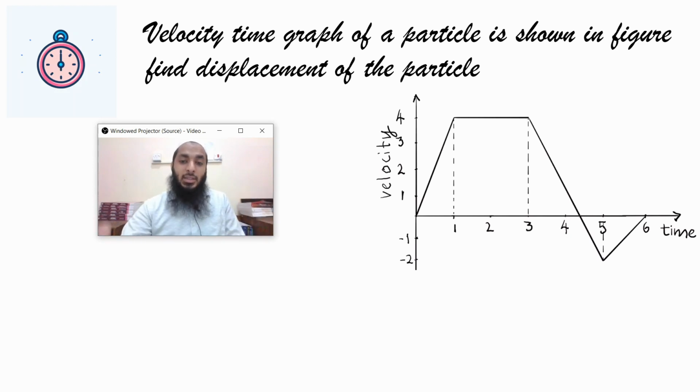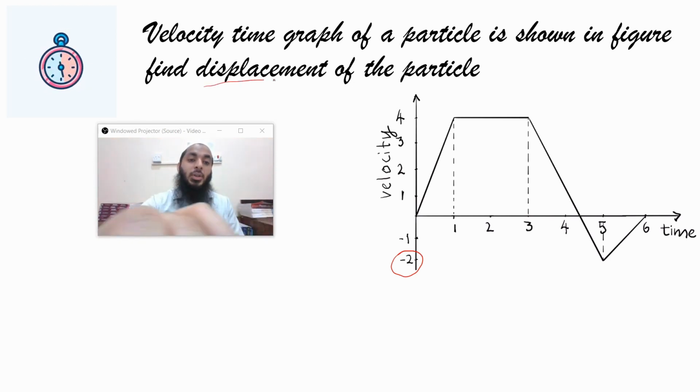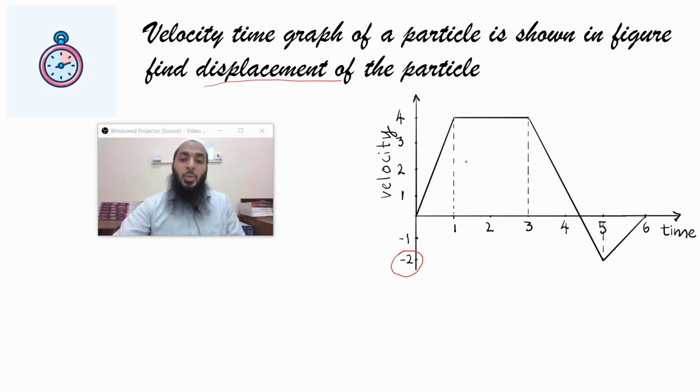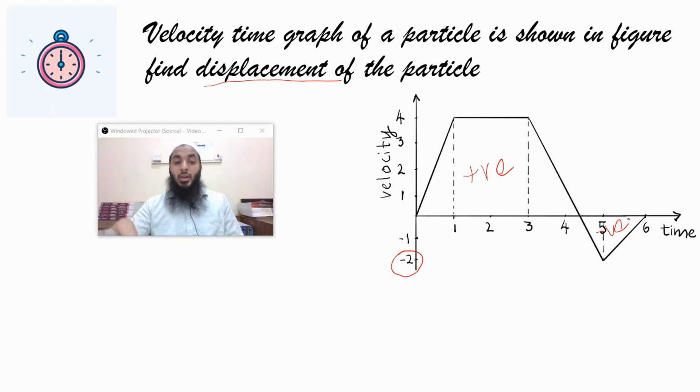But there is a difference in finding displacement and distance. If you're finding distance, you have to take the magnitude of the area. If there is a negative sign, you don't have to consider it. But if you're finding displacement, as in this question, this will be positive area and this will be negative area, so you have to add according to the sign. You have to take care of the signs.